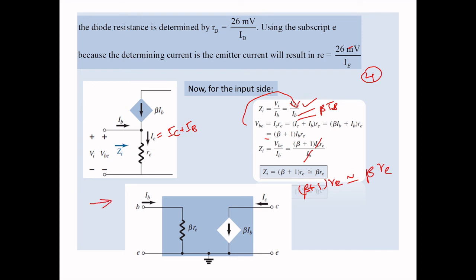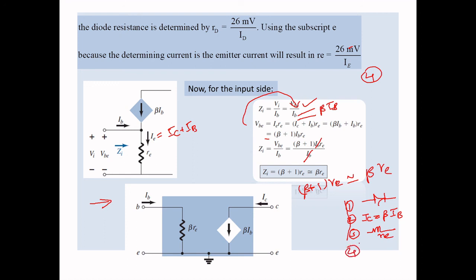So this is the final model. You have to do the four steps. Step 1, I changed the base emitter junction to a diode. Second step, I wrote your collector current in terms of a dependent current source, beta times IB. Third, with respect to the AC dynamic resistance from the diode equation, RD with respect to the emitter terminal was redrawn as RE.